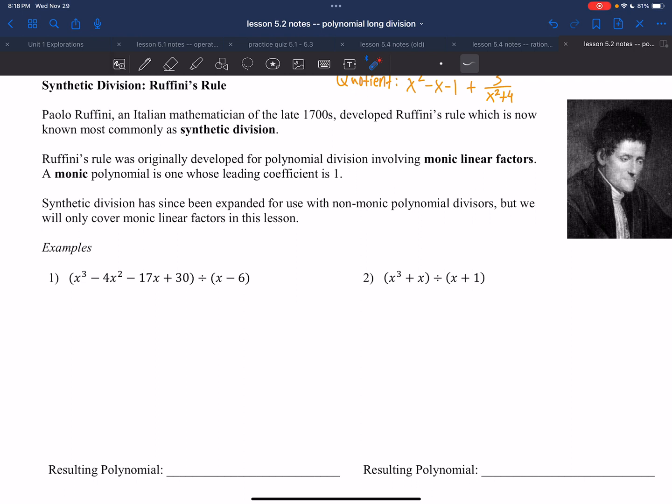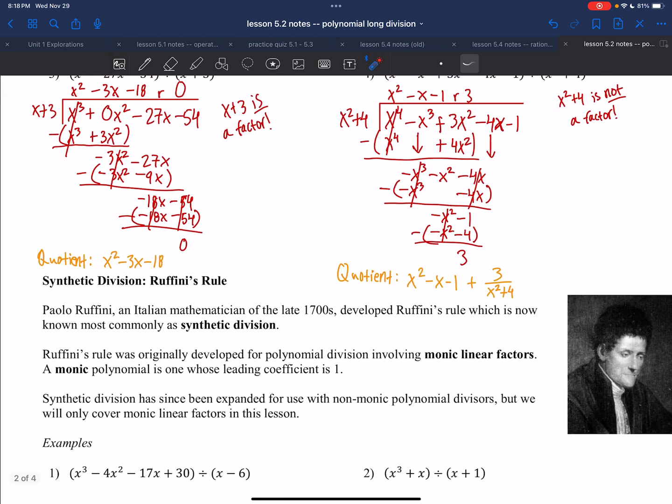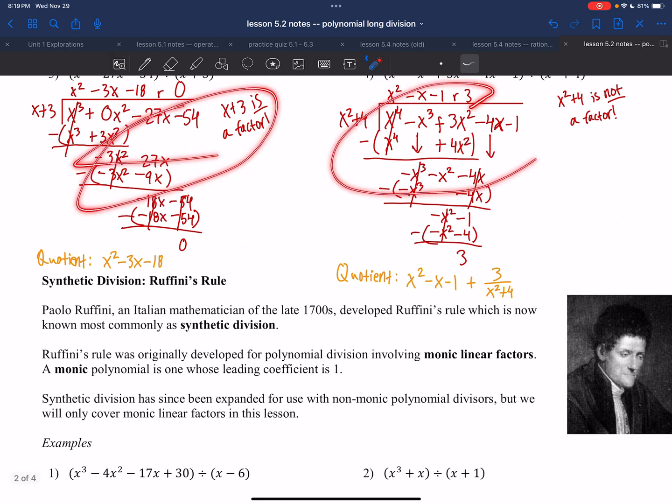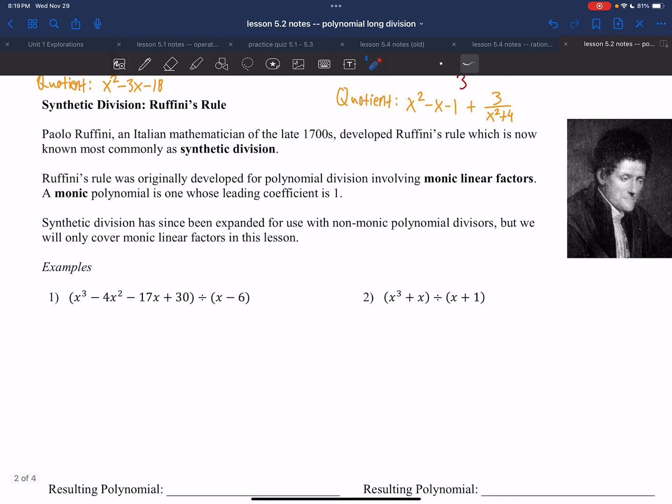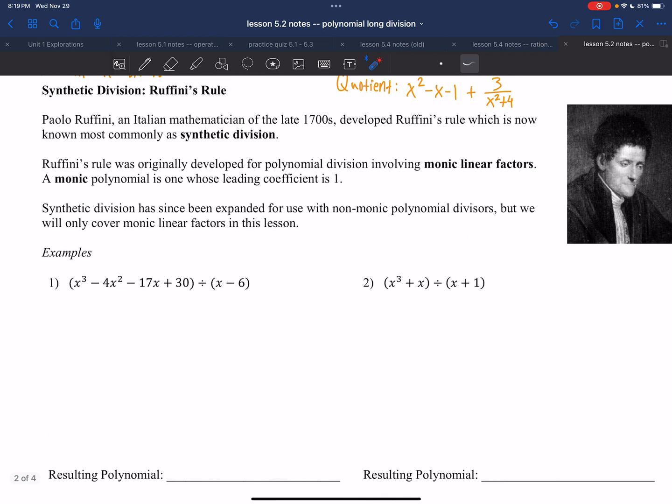And it's a sort of algorithmic shortcut that's an alternative to long division. So instead of all this work up here, which is not so bad. I mean, it's a lot of writing, but it's not too bad, right? Ruffini's rule is a way of streamlining this process. But today, as we talk about synthetic division, it's only going to work with monic linear factors.